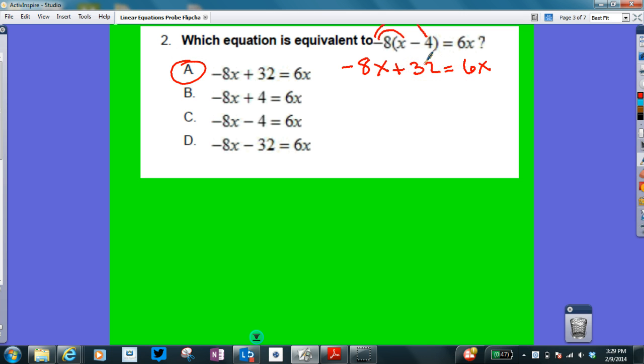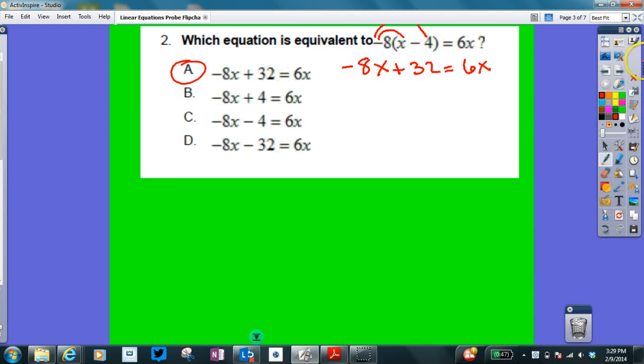It wants to know, again, process. It's not always about the final solution. It's about the process to get there. So here, I look at my answer. It's A. Again, pay attention to the negatives and the positives.